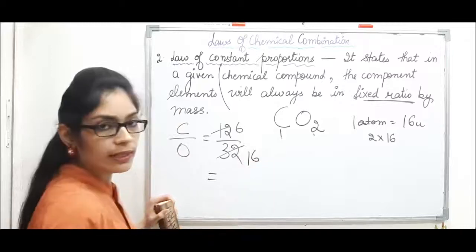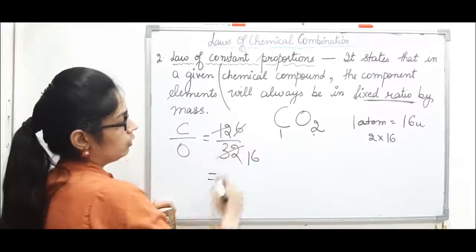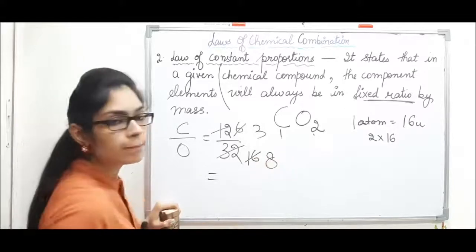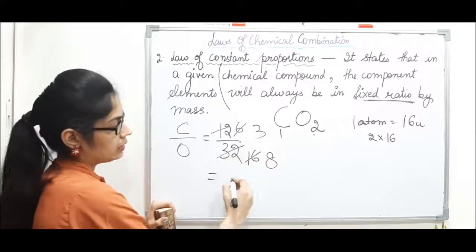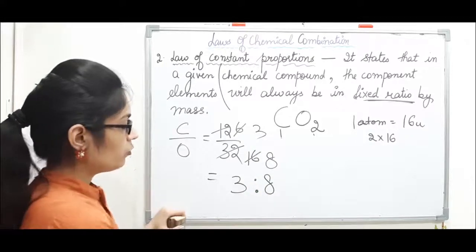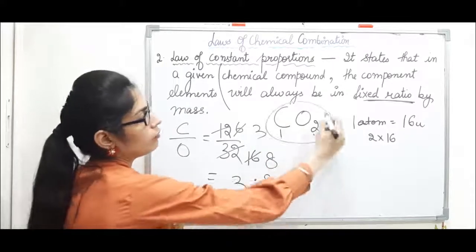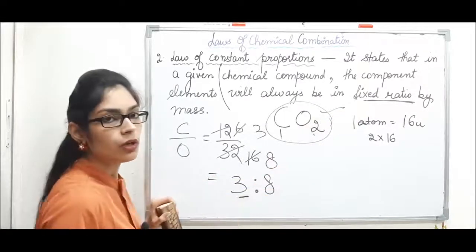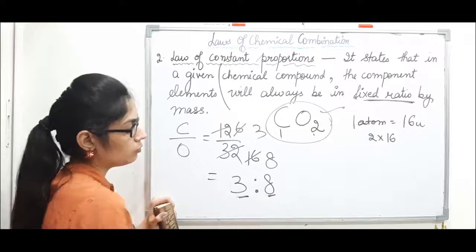2 into 16 is 32. 2 into 3 is 6. 2 into 8 is 16. So you can see the ratio is 3:8. Which means in one formula unit of carbon dioxide, you have 3 parts of carbon and 8 parts of oxygen.